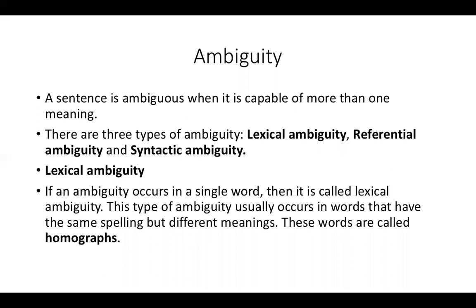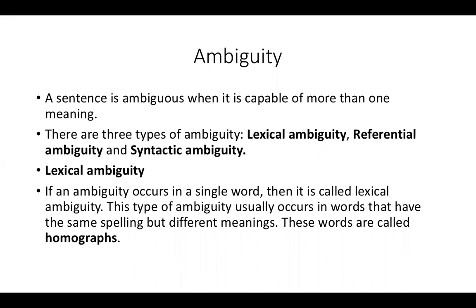Then ambiguity. A sentence is ambiguous when it is capable of more than one meaning. Now, this is a bit different from vagueness. Here, something has a meaning, but it's not just one meaning, it is more than one. There are three types of ambiguity: lexical ambiguity, referential ambiguity, and syntactic ambiguity.